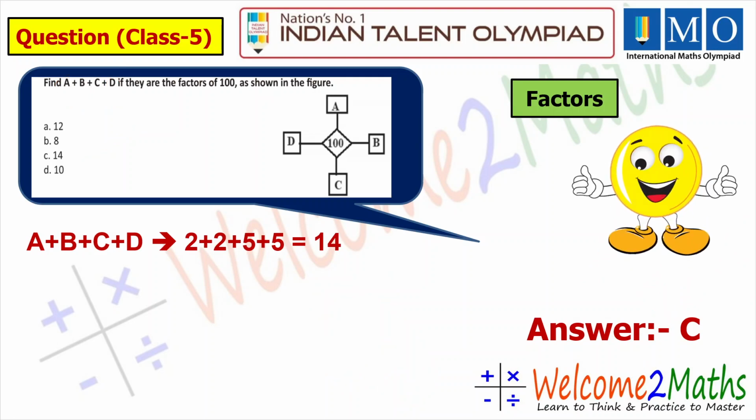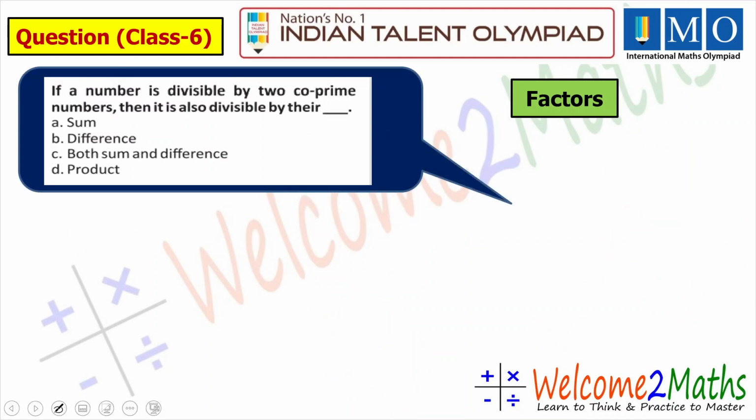Let's solve our next question, and this is from class 6. At first, try to solve this. Now, pause this lecture and try to solve this. So, did you get your answer? Now, let's check the answer. If a number is divisible by 2 co-prime numbers, then it is also divisible by their what? That we have to find out. And we have 4 options: sum, difference, both sum and difference, and product.